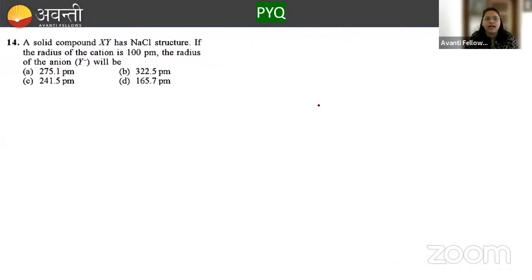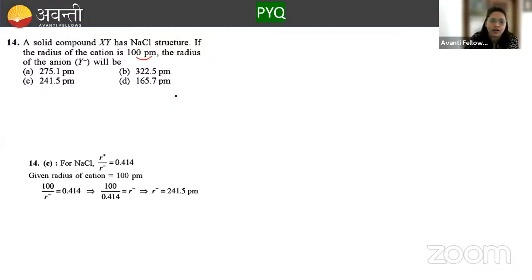Okay, next. A solid compound XY has NaCl type of structure. If the radius of the cation is this much, the radius of the anion will be, yeah. So here we need to find out the radius of the anion. You know that for NaCl structure, it is octahedral, so what radius ratio do we take? Between 0.414 to 0.732. So I have taken this value. If the radius of the cation is 100, the radius of the anion will come out like this. Simple problem, very simple formula.